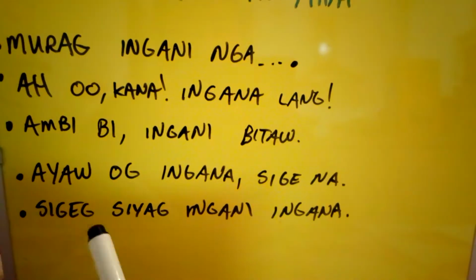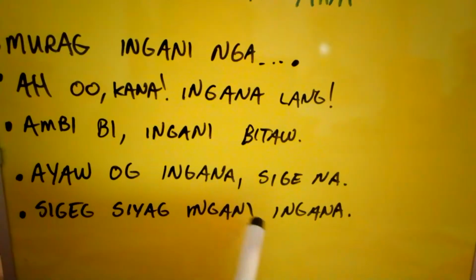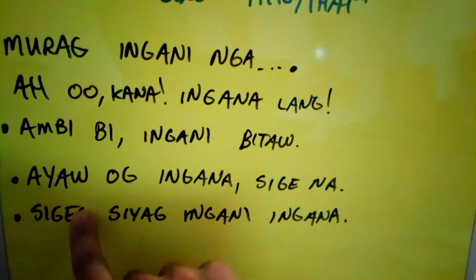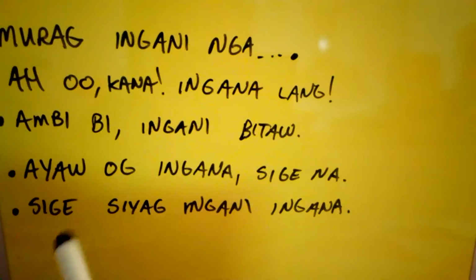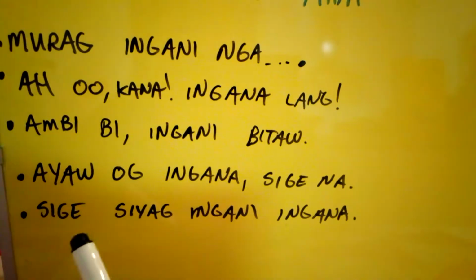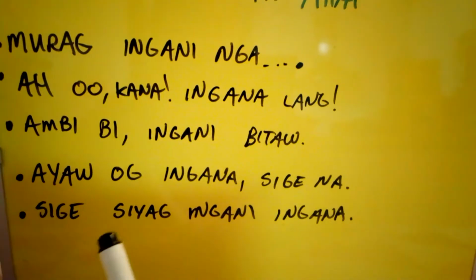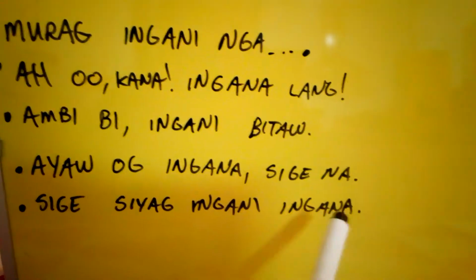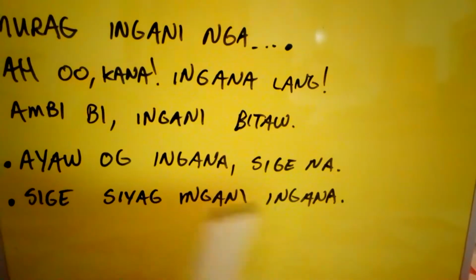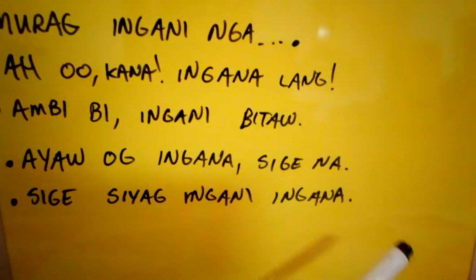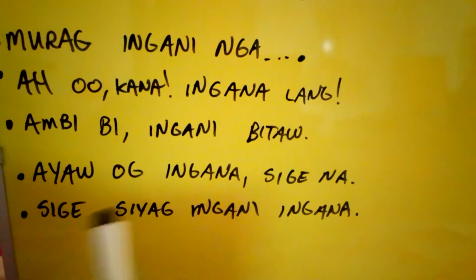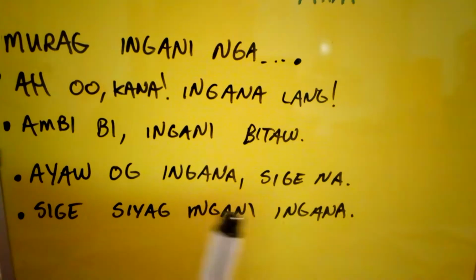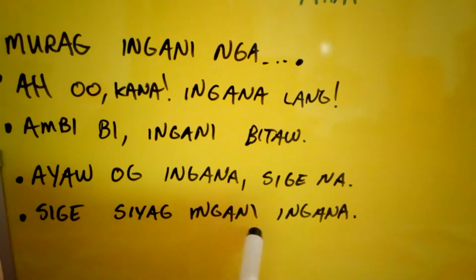And the last one we have is sigigsiag, this is actually wrong. Because I put two ogs and that's wrong. So, sigisiag ing ani, ing ana. He keeps being like this, being like that, or she keeps being like this, being like that. This person's always like this or like that, blah, blah, blah. So they can't make up their mind, always confused, all over the place, you have no direction. You're always like this, like that. Sigisiag ing ani, ing ana.